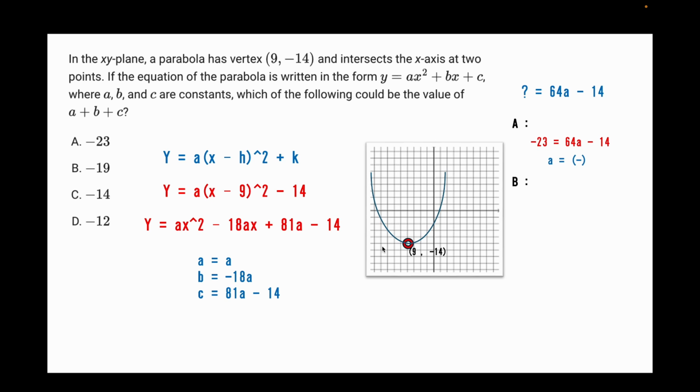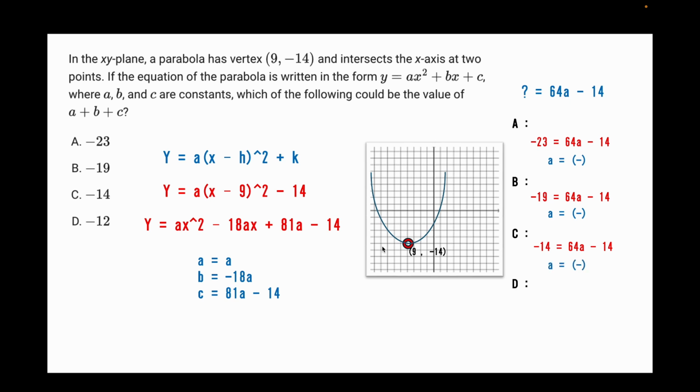When you plug in b, where the answer is -19, when we solve for a in the equation -19 equals 64a minus 14, we're going to see our answer for a is negative, which is again incorrect. When we plug in c and we put -14, we see the equation is -14 equals 64a minus 14. You'll see our answer is just going to be a is equal to 0, which isn't correct.